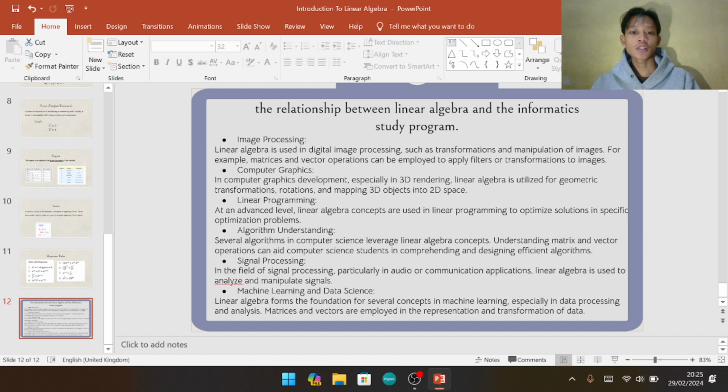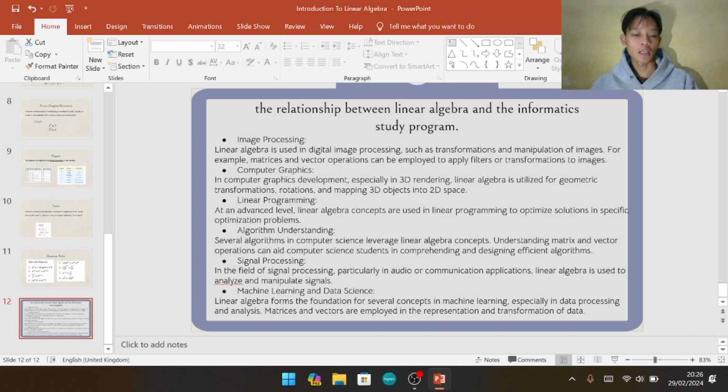Point two, computer graphics. In computer graphics development, especially in 3D rendering, linear algebra is utilized for geometric transformation, rotation, and mapping 3D objects into 2D space. Point three, linear programming. At an advanced level, linear algebra concepts are used in linear programming to optimize solutions in specific optimization problems.